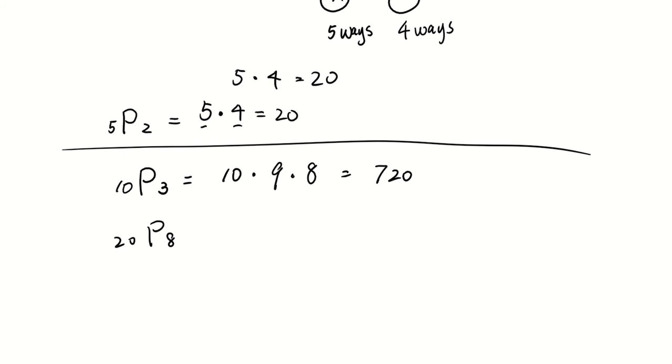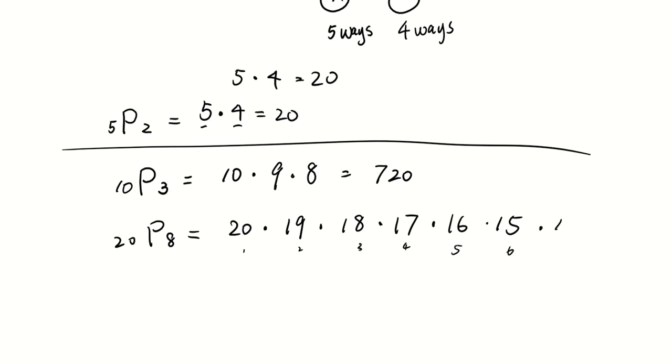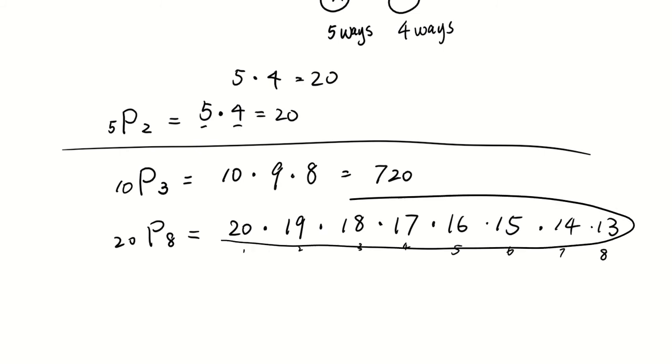So another example, what is the permutation of choosing 8 items out of 20 items? It will be, starting from 20, 20 times 19 times 18 times 17 times 16 times 15. How many do I have? 1, 2, 3, 4, 5, 6. I need 8. So times 14, that's 7, times 13. That's 8 numbers multiplying. So this number is the permutation of choosing 8 out of 20.